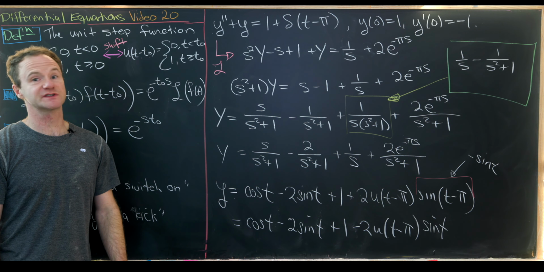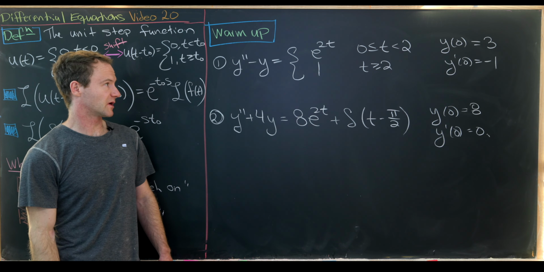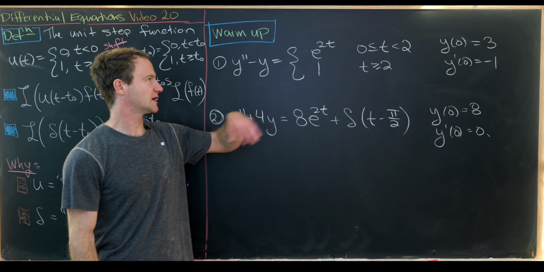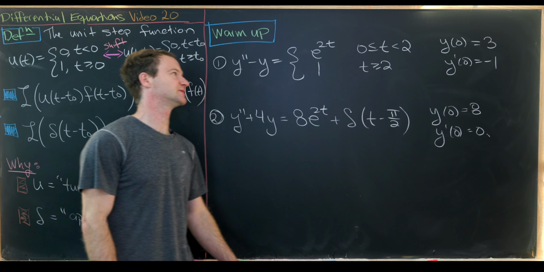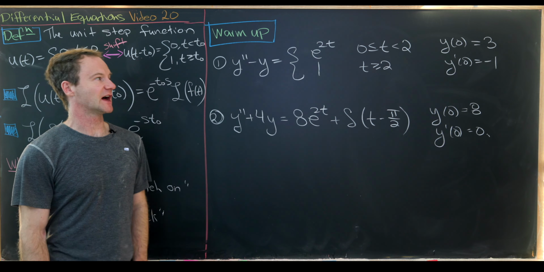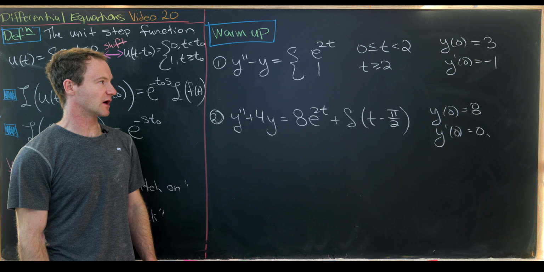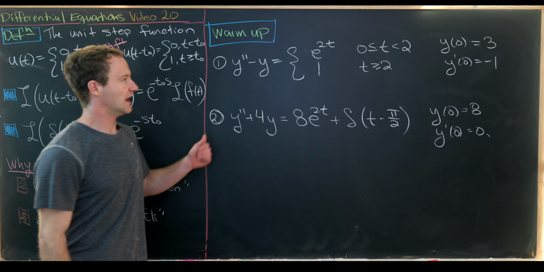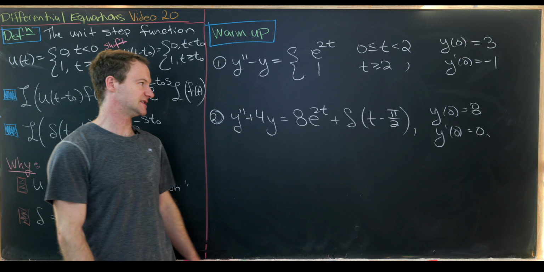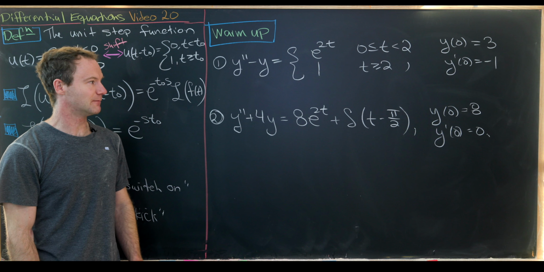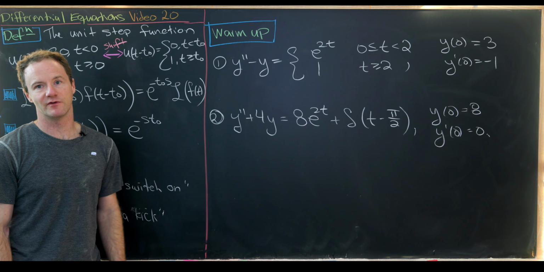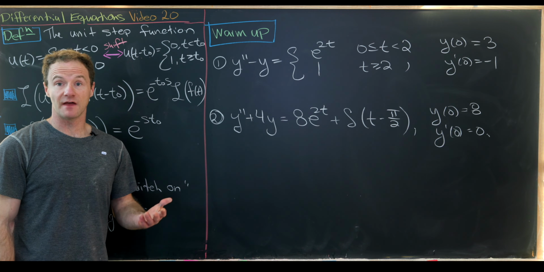Okay, so I'll leave you with some warm-up problems now. I've got 2 warm-up problems for you. The first is y double prime minus y equals the following piecewise function. It's e to the 2t when t is between 0 and 2, and 1 when t is bigger than or equal to 2. We've got initial conditions of y of 0 equals 3 and y prime of 0 equals negative 1. And then this last one is y double prime plus 4y equals 8 e to the t plus delta of t minus pi over 2. So we have y evaluated at 0 is 8 now, and y prime evaluated at 0 is 0. And that's a good place to stop.